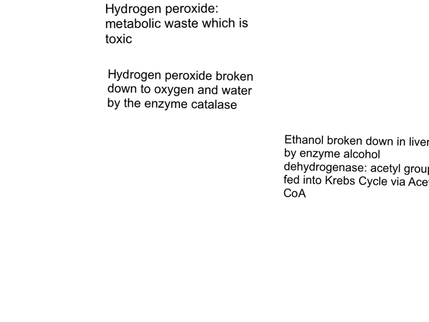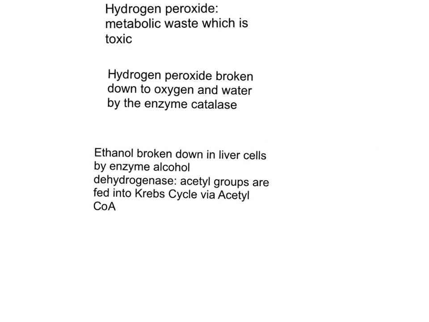So, in summary, the ethanol is broken down in liver cells by an enzyme called alcohol dehydrogenase. Acetyl groups are fed into the Krebs cycle via acetyl coenzyme A, which you'll come across when you study respiration.